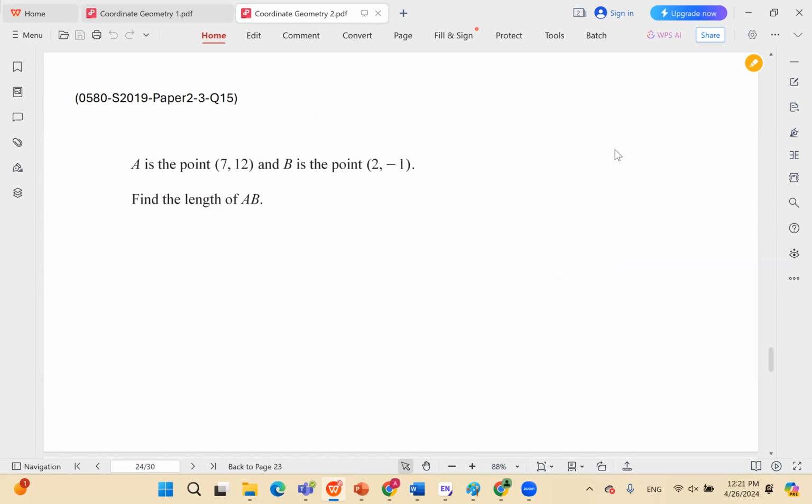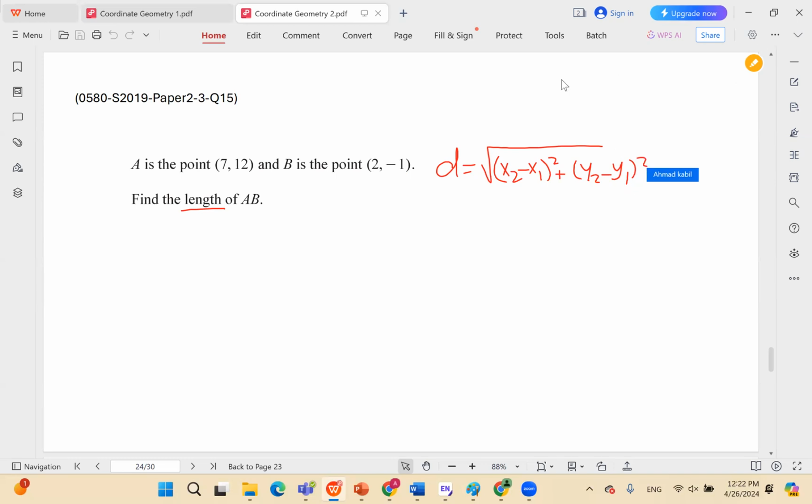A is the point (7, 12) and B is the point (2, -1). Find the length of AB. So we covered the midpoint. Now we're going to cover the distance or the length of a line. The distance formula looks like this. D equals root of (x2 minus x1) squared plus (y2 minus y1) squared.